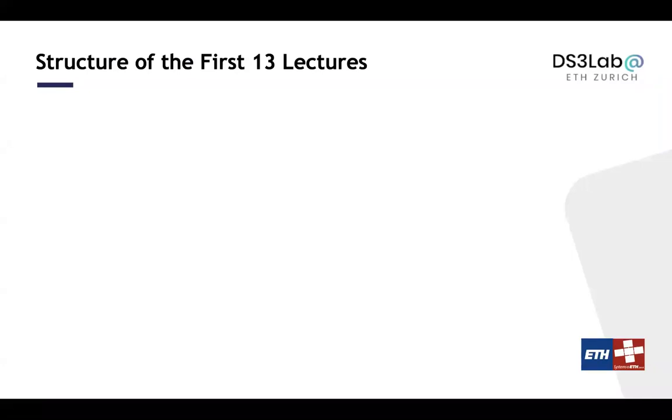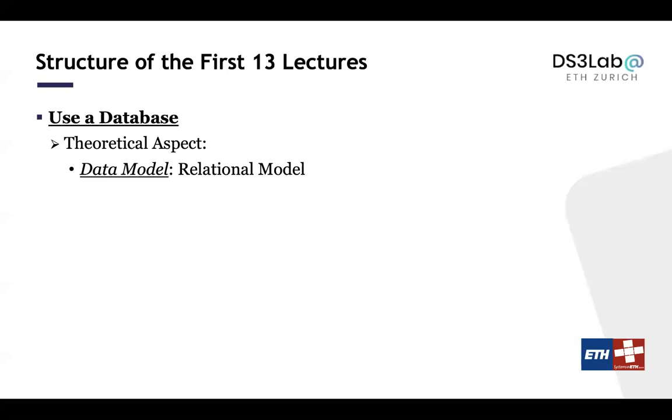Okay, so where are we? If you look back and think about what we have been learning in the last 13 lectures, essentially we talk about two things. The first one, we talk about how to use a database as a user. So we talk about both the theoretical aspect and also the system aspect. From the theoretical aspect, we talk about the data model. That is, you have a whole bunch of data, you need to impose some model such that you can talk about it, such that you can manage it. And the data model that we have been focused on in this whole course is the relational model.